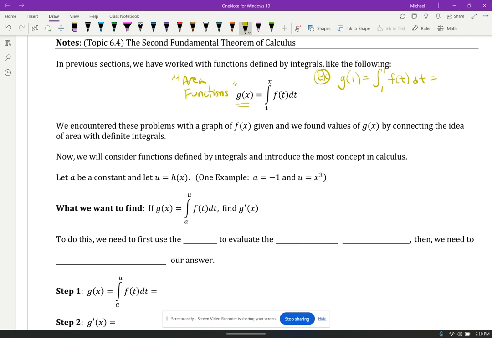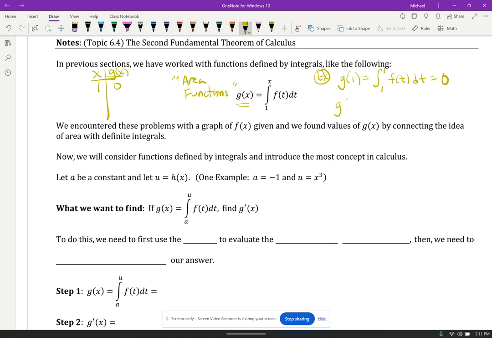I don't know what the graph of f of t looks like. I don't know what the equation of f of t looks like. But I know that if I start and end at the same value when I'm taking an integral, I'm not accumulating any area. So therefore, my answer would be 0. If I make a table of x values and g of x values, I would know that when x equals 1, g equals 0.